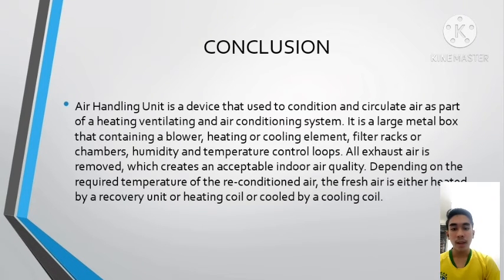So in conclusion, an air handling unit is a device that is used to control the circulation of the air as part of the heating, ventilating, and air conditioning system. It is a large metal box containing a blower, heating or cooling elements, filter racks or chambers, and humidity and temperature control loops. All exhausted air is removed, which creates acceptable indoor air quality. Depending on the required temperature of the reconditioned air, the fresh air is either heated by the recovery unit or heating coil or cooled by a cooling coil.